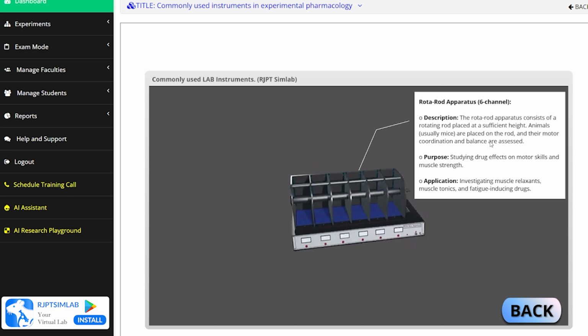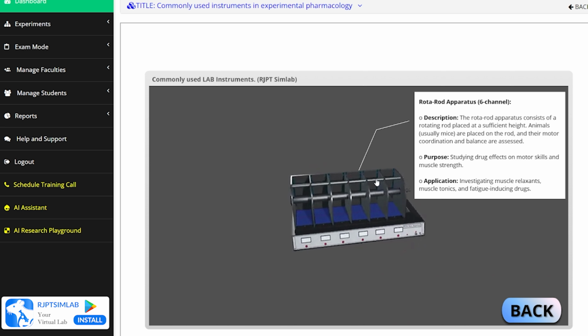The description of this instrument says that the Rota-Rod apparatus consists of a rotating rod placed at a sufficient height. Animals, usually mice, are placed on the rod and their motor coordination and balance are assessed. This statement says that this apparatus consists of a rotating rod. As we can see, this is the rod which rotates, and it is placed at a sufficient height. The animals are placed on the rod.